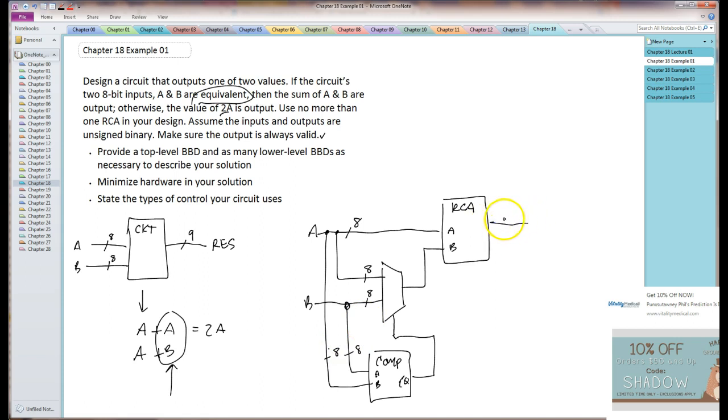Here's my result, which is 8 bits, and I have a carryout. And the carryout is technically the 9th bit, so I'm going to use my little appending notation here. And this is going to be 9 bits for the output, which is my result.